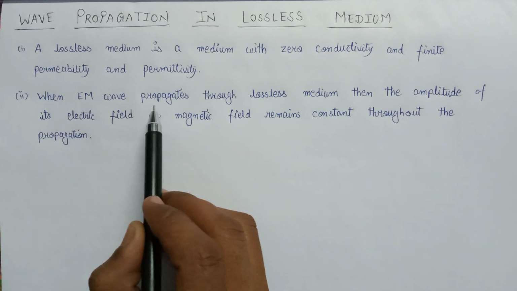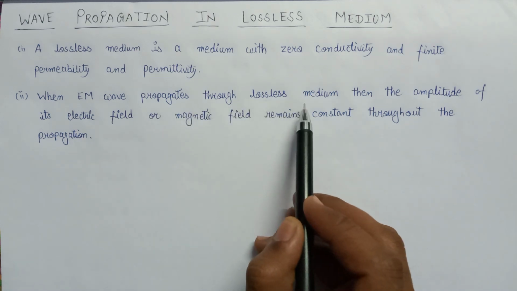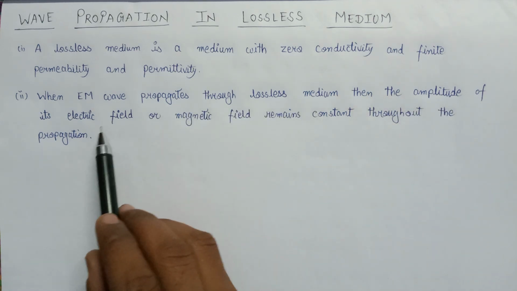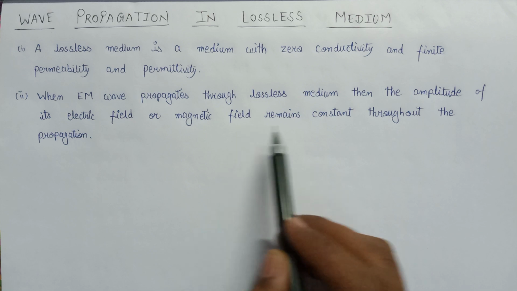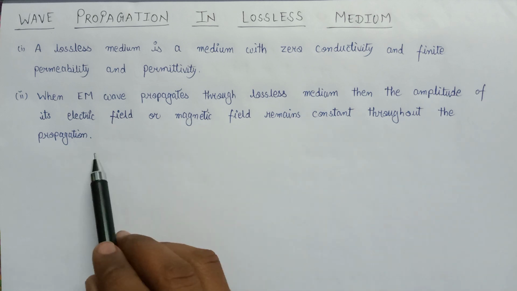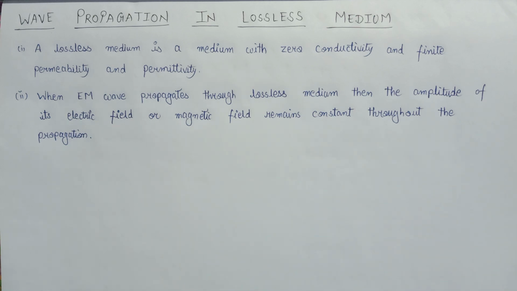When the electromagnetic wave propagates through a lossless medium, the amplitude of the electric field or the magnetic field remains constant throughout the propagation. So this is all about wave propagation in lossless medium. Now let us have a look at some parameters that are associated with the propagation of wave in the lossless medium.